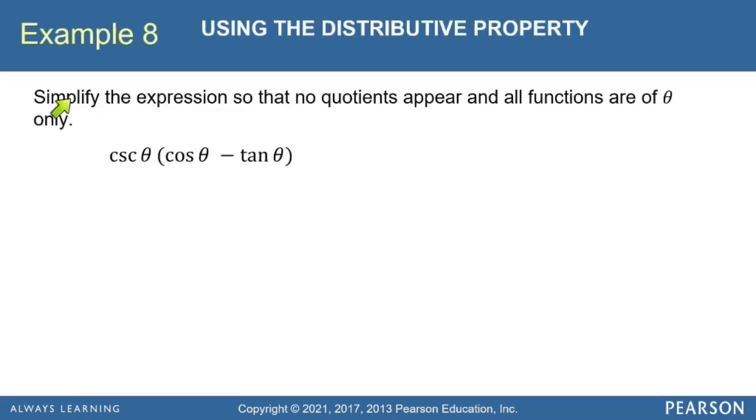Same instructions. It says simplify the expression so that no quotients appear and all functions are of theta only. And the expression is cosecant of theta times parentheses cosine of theta minus tangent of theta. Now, like I said, you could restate this as 1 over sine theta first and then distribute that if you want to, but most students prefer not to distribute a fraction. So you can distribute it just exactly the way it is here. Let's do that. First we'll have cosecant of theta times cosine of theta, and then a minus sign, and then cosecant of theta times tangent of theta.